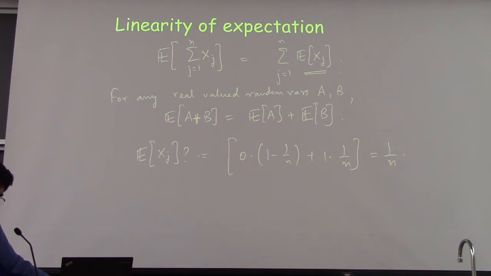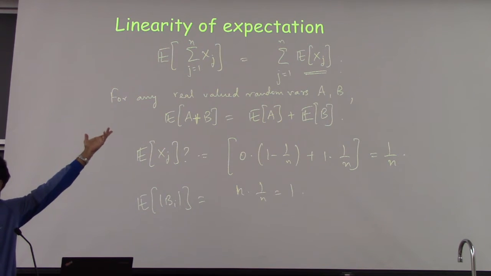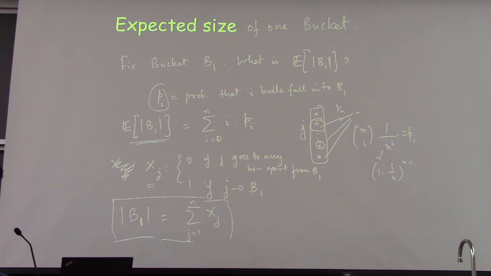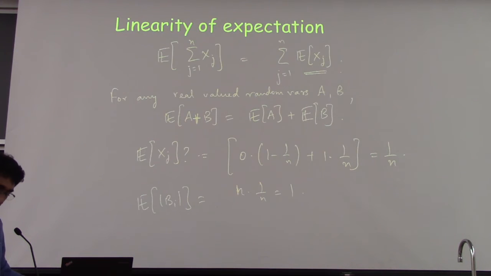Because of this, the expected value of the size of B1 is equal to n times 1 over n, which is 1, because the sum has n terms and each one is 1 by n. So this is the expected size of one bucket. The nice way to calculate this is just by using this trick called the linearity of expectation. So this is the solution.